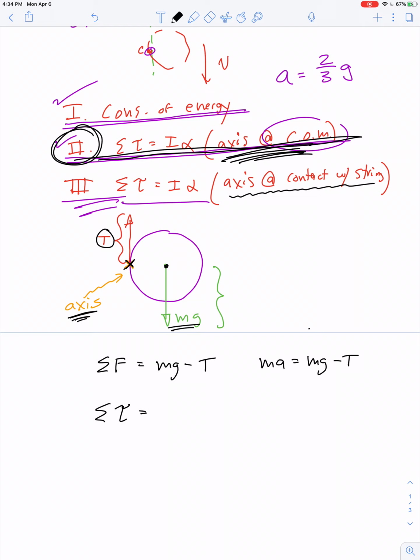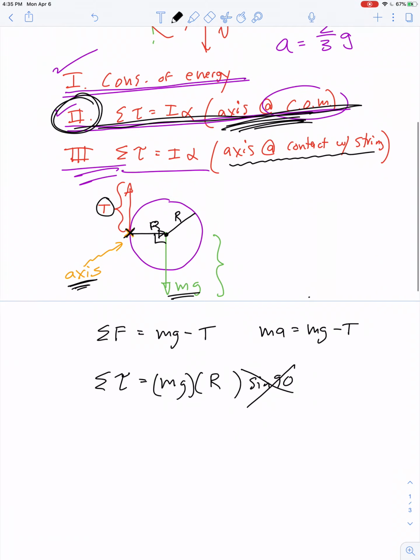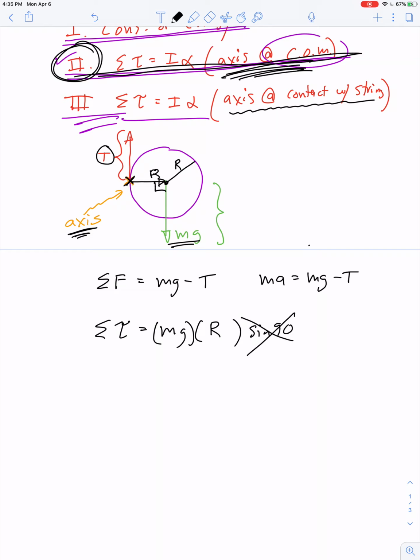And torque is force multiplied by lever arm. What's our lever arm? From the axis of rotation to the point where the force is applied is our lever arm. So in this case, we might as well call it capital R, not lowercase r, since it represents the full radius of our disk. And the angle is 90 degrees. Sine of 90 is just going to give us 1. So net torque is I alpha. Here's a case where I alpha equals mgR.